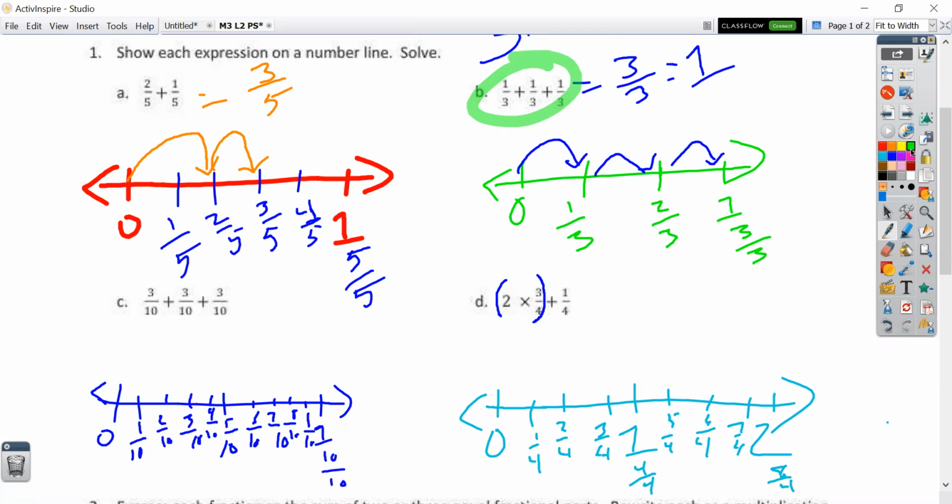So we start at 0. We're going to go to 3/10. So there's our first jump. And then we got another 3/10, which gives us to 6/10. Another 3/10, which gets us to 9/10.